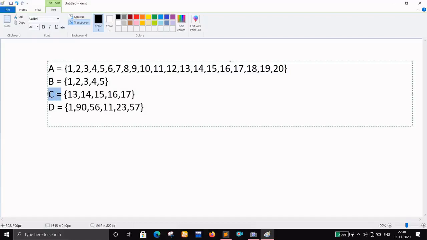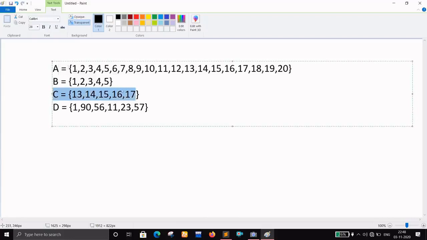Now again, if we look at C, C has 13, 14, 15, 16, and 17. So that means 13, 14, 15, 16, 17 are part of A, right? So we can say that C is a part of A. But can we say that A is a part of C? No, we can't, because A has many different elements other than the elements of C, that is 13, 14, 15, 16, 17. Excluding this part, we have 18, 19, 20 and all the elements up to this. So again, C is a subset of A, but A is not a subset of C.